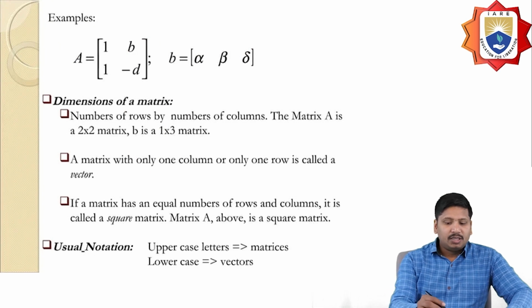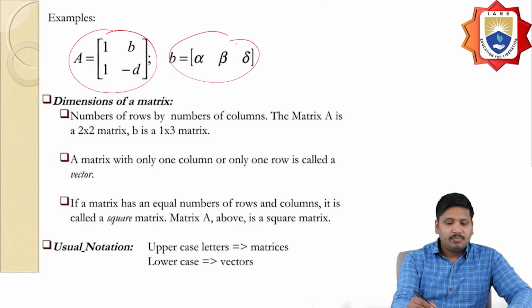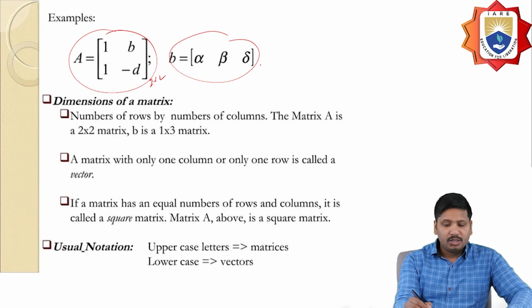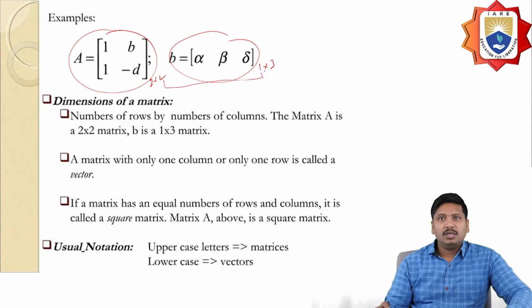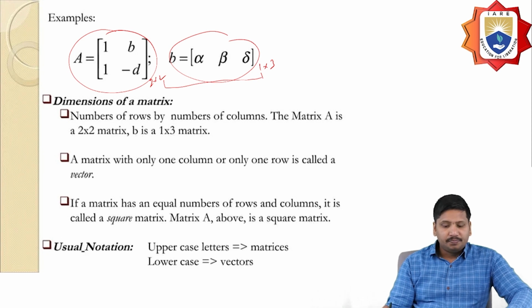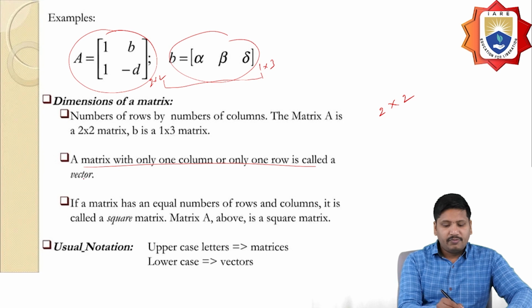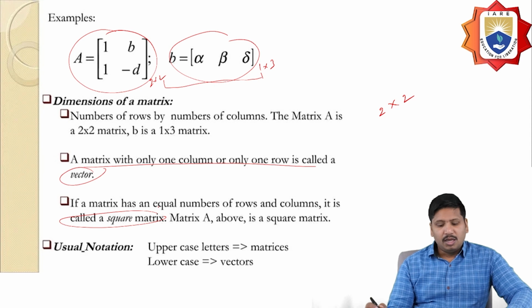Some other examples: here I have one matrix A and B is the other matrix. If I want to know the dimensions of the matrices, A is of 2 by 2 and B is a matrix of 1 by 3. Matrix multiplication is possible only when the columns of the first matrix match the rows of the second matrix, and it is usually denoted with the cross symbol. A matrix with one column or one row is what we call a vector. If a matrix has an equal number of rows and columns, it is called a square matrix. Usually matrices are represented in uppercase letters and lowercase letters are used for vectors.